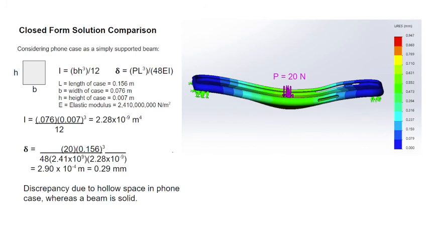For our closed-form solution comparison, the phone case is modeled as a beam with simply supported conditions. The hand calculations predict a max displacement of 0.29 millimeters compared to the 0.947 millimeters calculated by SolidWorks. This error can be attributed to the walls and base of the phone case not being geometrically perfect beams.